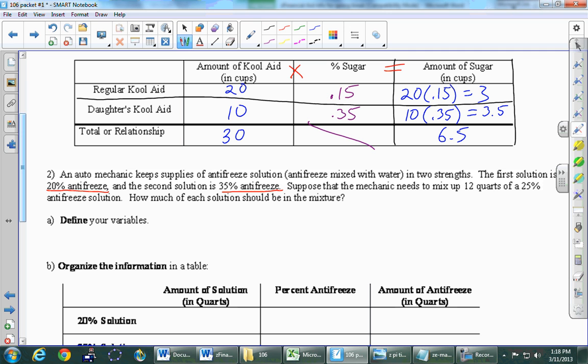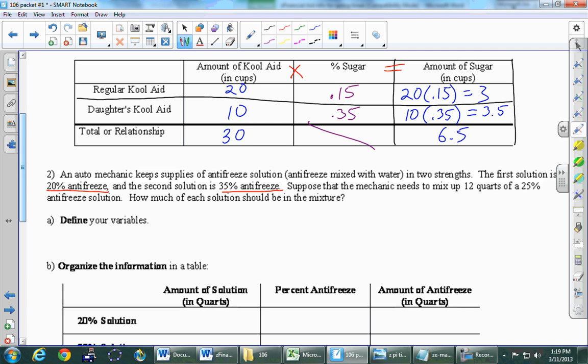That's exactly it. 25, the thing we're trying to build, is somewhere between 20 and 35. We can build any percentage that we want between 20, the weak stuff, and 35, the stronger stuff. And that's what we're going to be asked to do in this question.